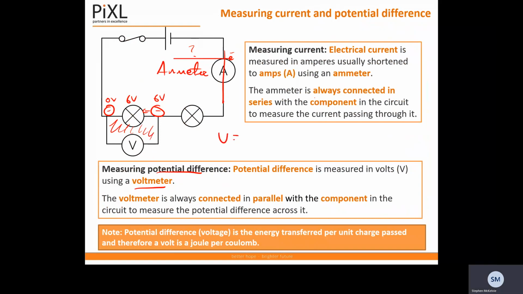And remember that the voltage is the amount of energy transferred per coulomb of charge. If this coulomb had 3 joules in it, and this coulomb had 3 joules in it, this would be the same as 3 volts, because it's 3 joules per coulomb of charge.